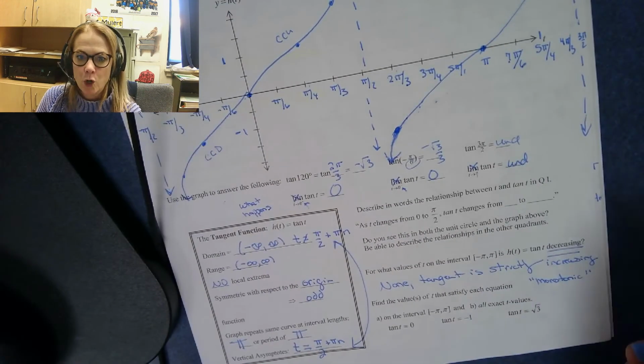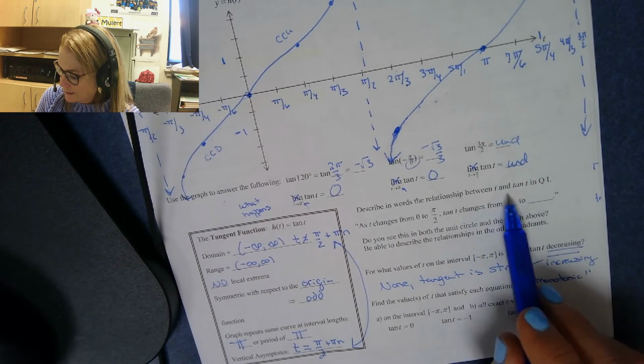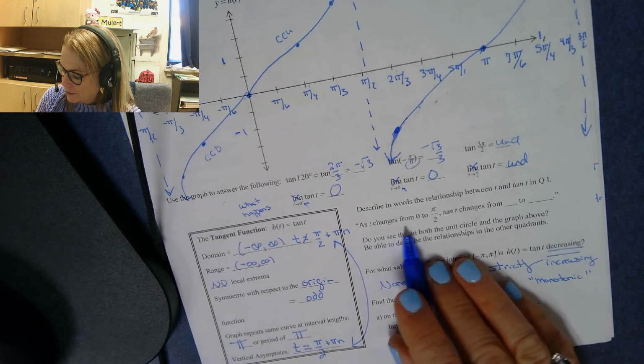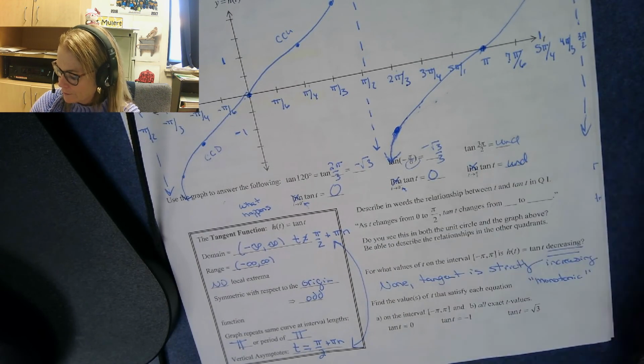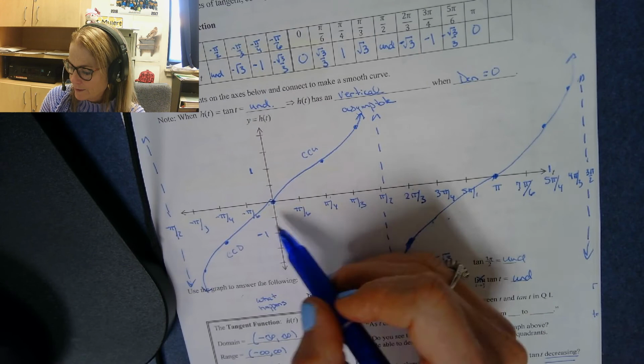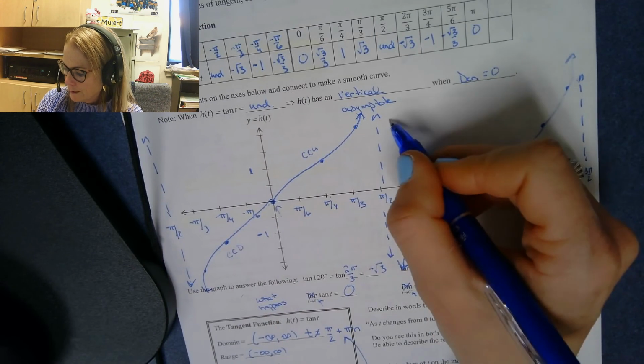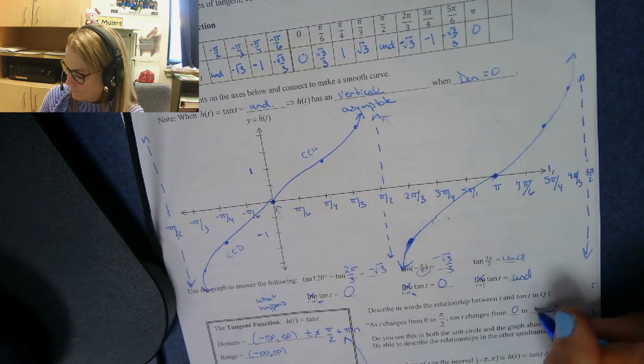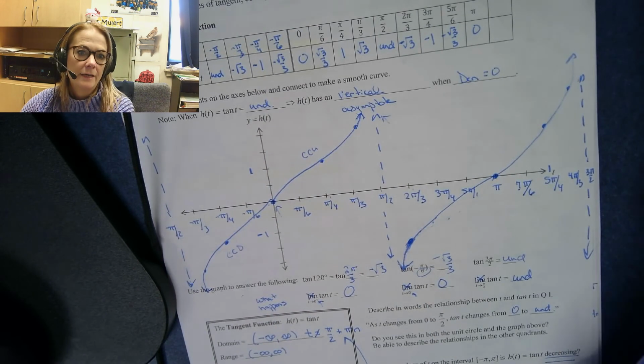Okay, let's answer these questions. Describe in words the relationship between t and tan t in quad 1. As t changes from 0 to pi over 2, the value goes from 0 to undefined. Be able to do that on the test and for other quadrants.